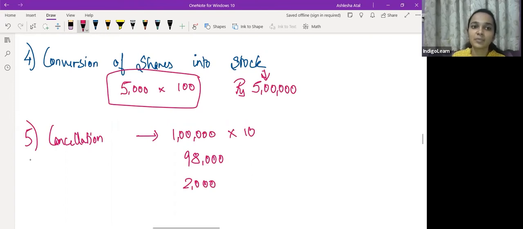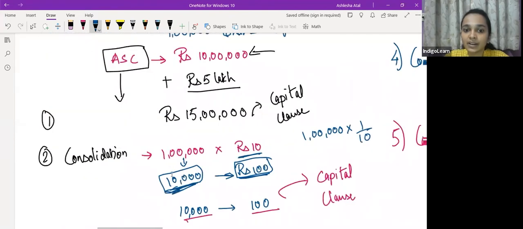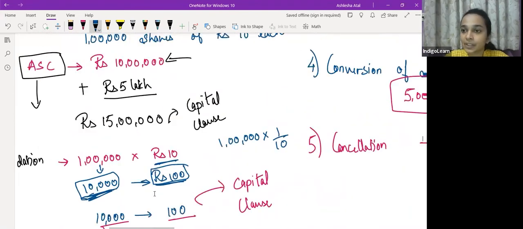So what the company does is it cancels these 2,000 shares. These 2,000 shares which were issued, the company is cancelling. It is not reducing the share capital of the company. Company is only cancelling the shares which it had issued and which were not subscribed. So cancelling the shares will not lead to a reduction in the share capital. Rather, the company is only cancelling the shares which were not subscribed by the public. So these are the different ways in which there is a change in the capital clause of the company.